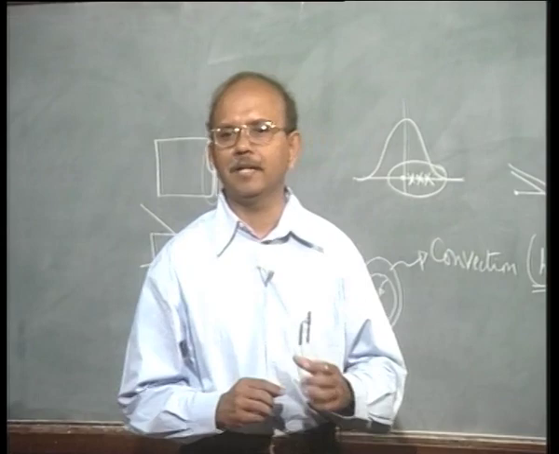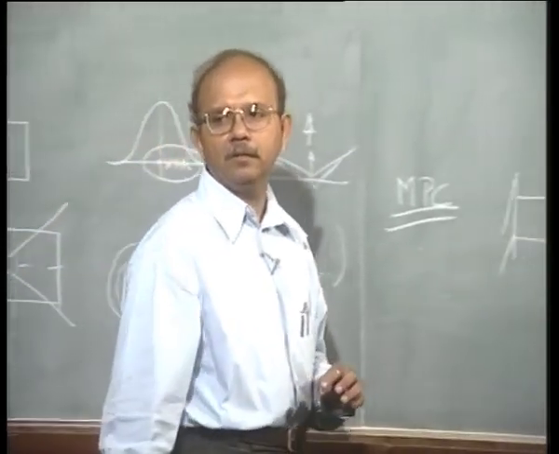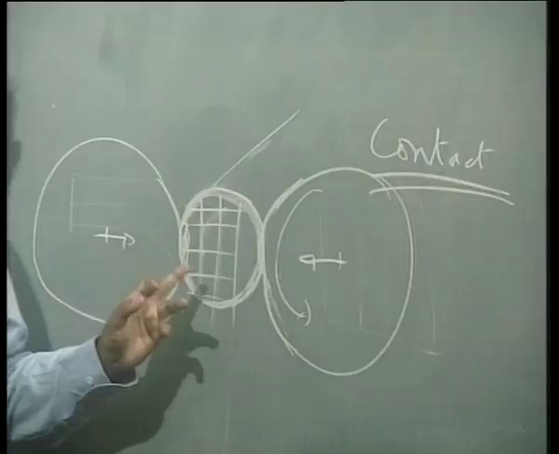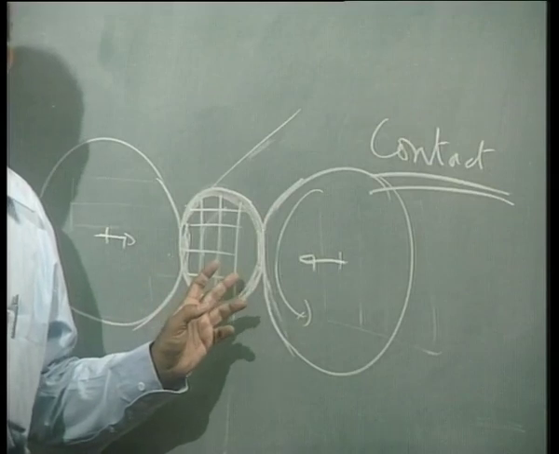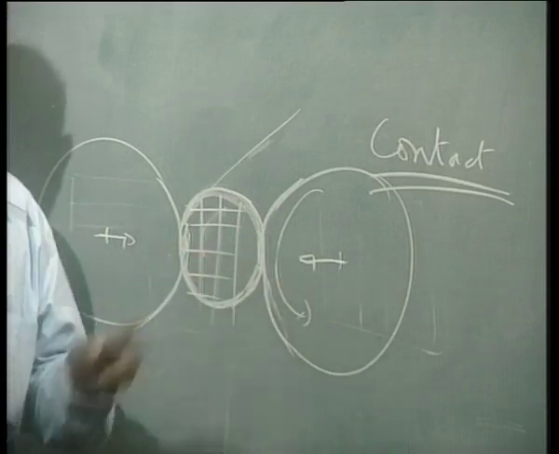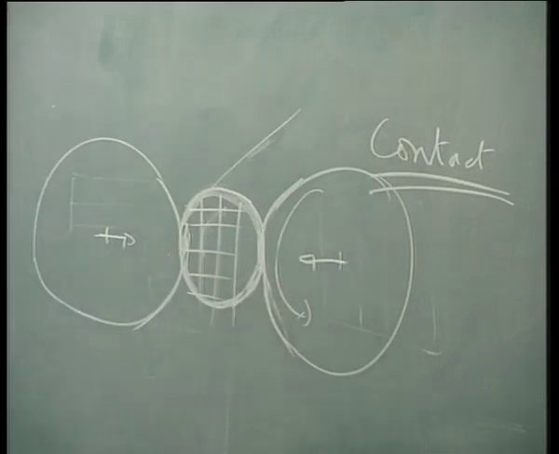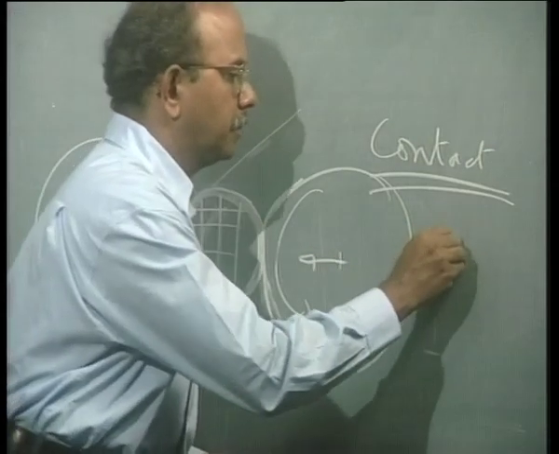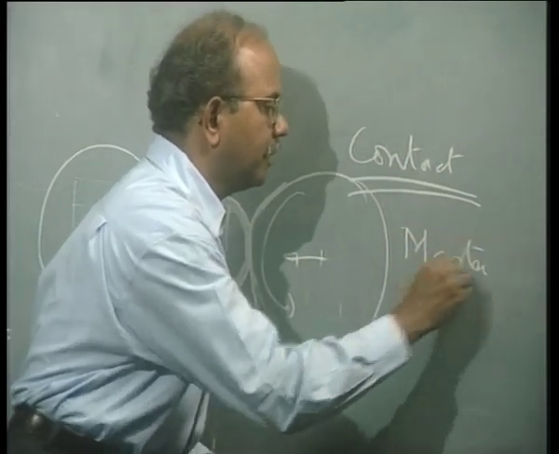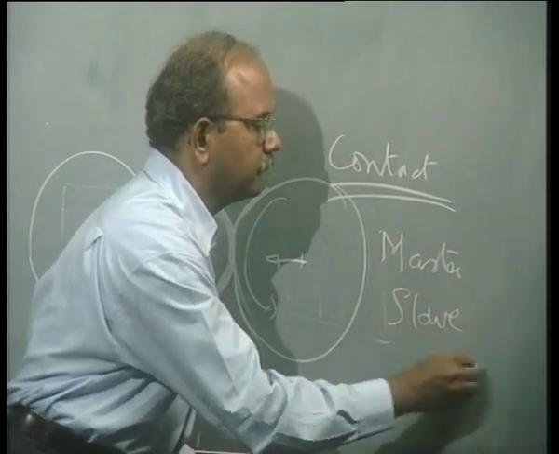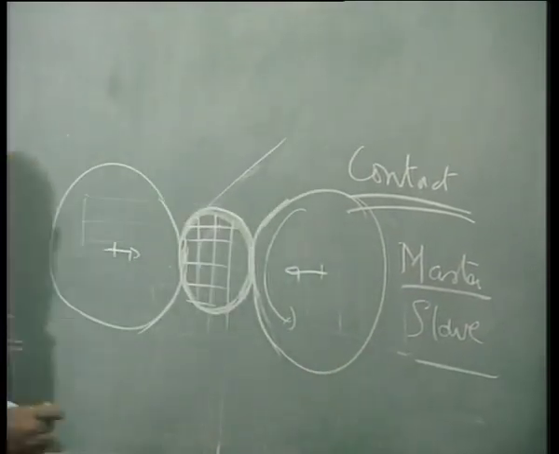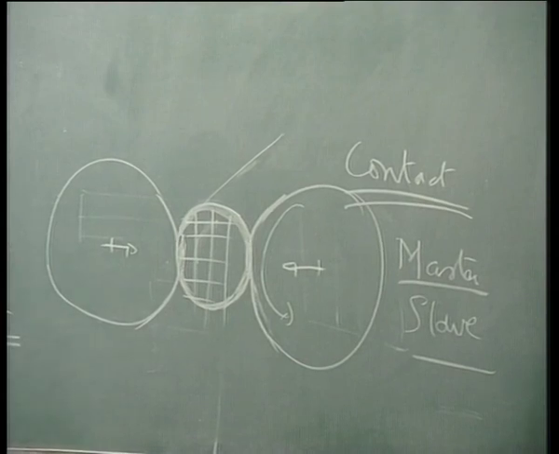Contact elements can be defined between, say, two deforming bodies, or between a rigid body and a deforming body. The contact elements have what are called master nodes and slave nodes, or a master surface and a slave node set.